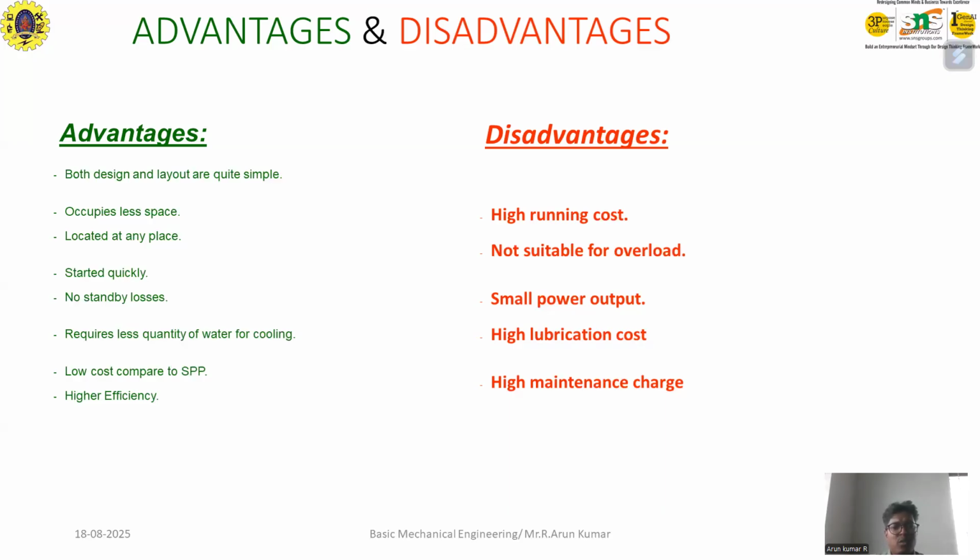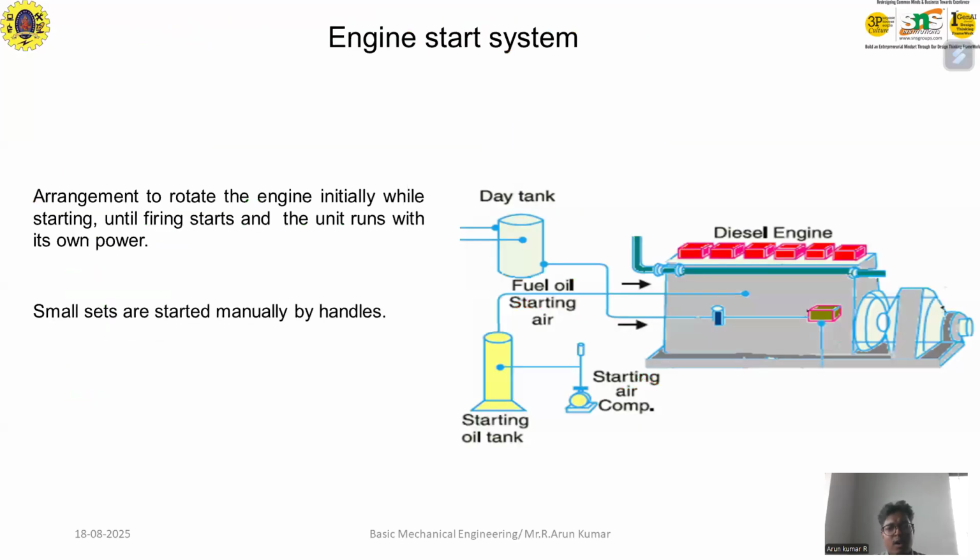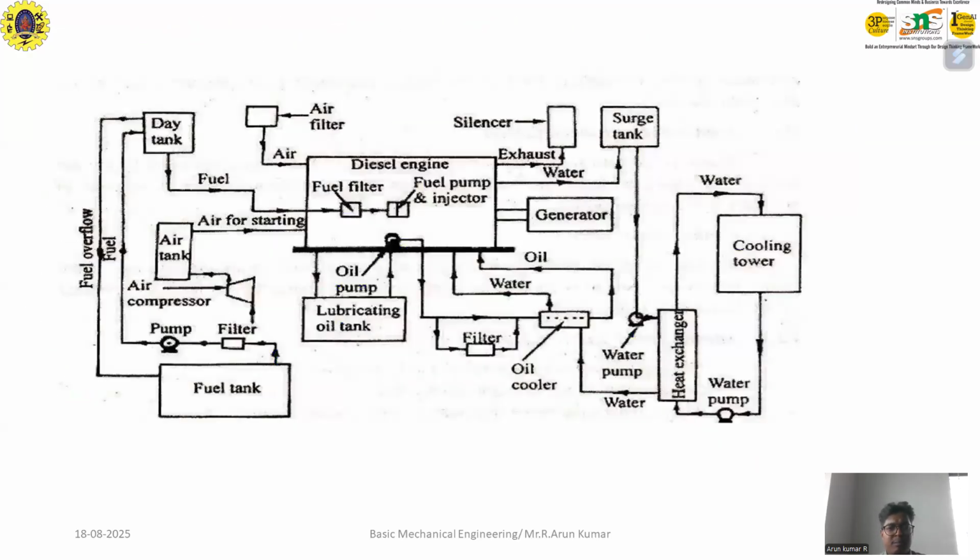Finally, we conclude with the diesel power plant. This is a simple layout for your understanding. As I already told you, there is the fuel system, air tank system, diesel engine, silencer, and at one end the generator. The generator's main purpose is to generate energy from the rotational movement and convert it into electrical energy. The other systems include the lubrication oil tank, and a cooling tower with a water pump.